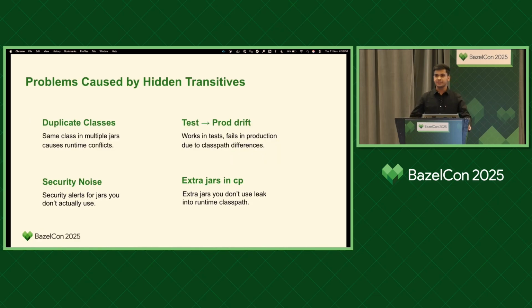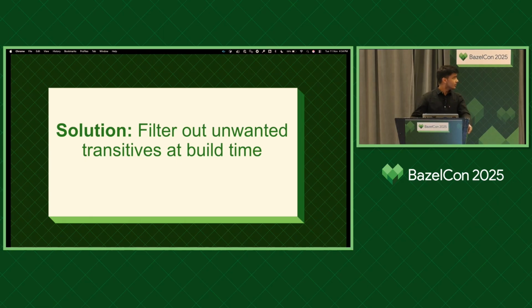There could be several issues with hidden transitives. Few of them are listed here. Like first, duplicate classes. Same class coming from multiple jars can cause runtime conflicts. Second, test versus production class path mismatch, leading to issues like works in test but fails in production. Third, security noise for the jars which are not actually being used. And fourth, extra jars in the class path. So the solution is to filter out unwanted transitives at the build time.